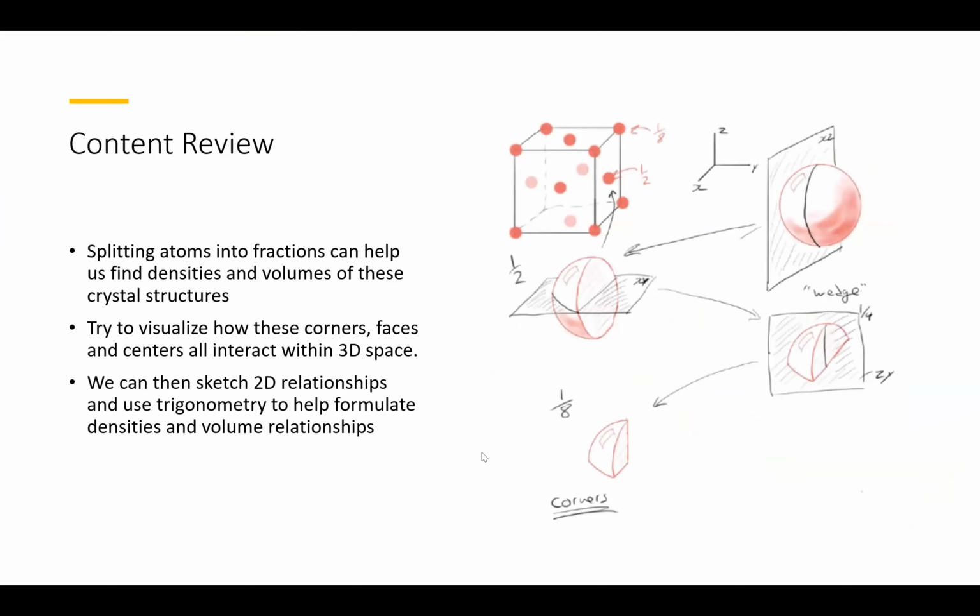So splitting atoms into fractions can help us find densities and volumes of these crystal structures. When we consider all the different faces and how they intertwine with other unit cells, we want to just consider what's in our unit cell. So you have to break off the part of the atom that's not contained within our cube.